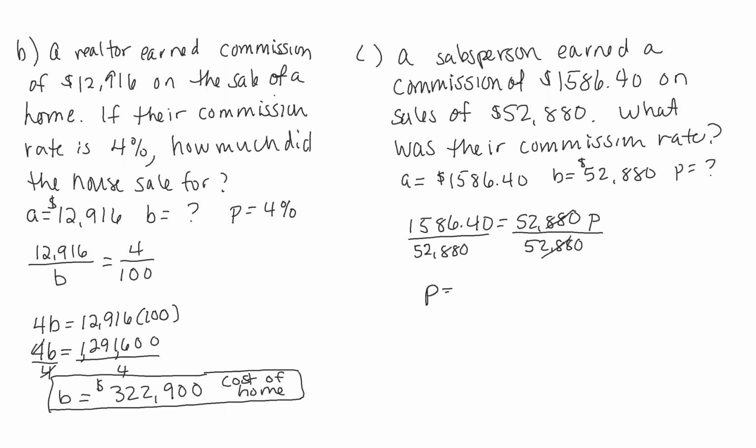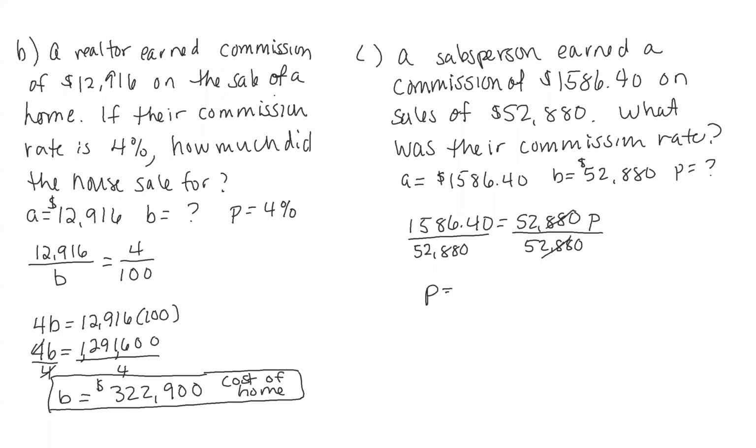The 52,880 cancel. And then what I get is $1,586.40 divided by 52,880. And that's going to result in kind of a wacky number. So I'm going to get 0.011. Oh, whoops, I did that wrong. 1586.40 divided by 52,880. And I'm going to get a much prettier value this time when I type it into the calculator, correct? I get 0.03. Okay. Now, this is the decimal equivalent of the commission rate. So what I want to do is move my decimal to the right twice and know that the percent is 3% for my commission rate.